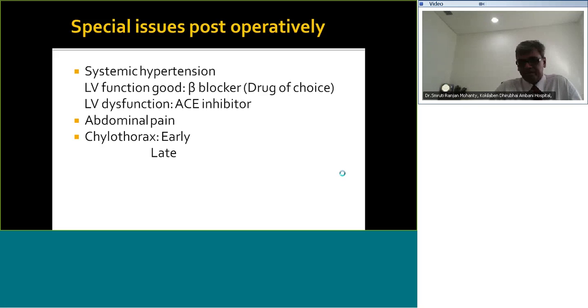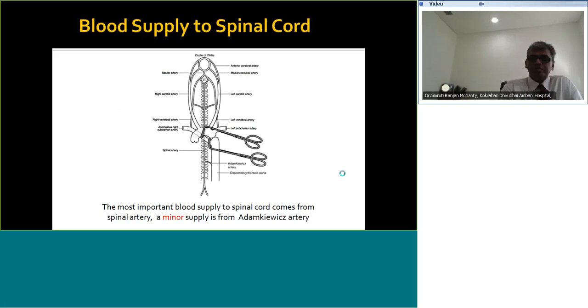So it takes some time. With conservative management, it mostly settles down. As I told you, chylothorax, because of the injury to the thoracic duct, can happen early or late. Now it's important for all of us to know that the blood supply to the spinal cord comes from the spinal artery. This is the spinal artery, and a minor supply is from the artery of Adamkiewicz.